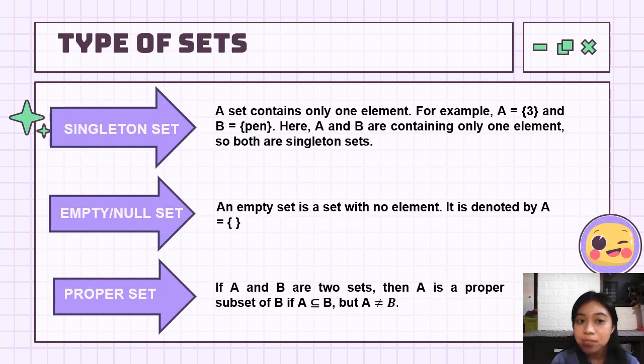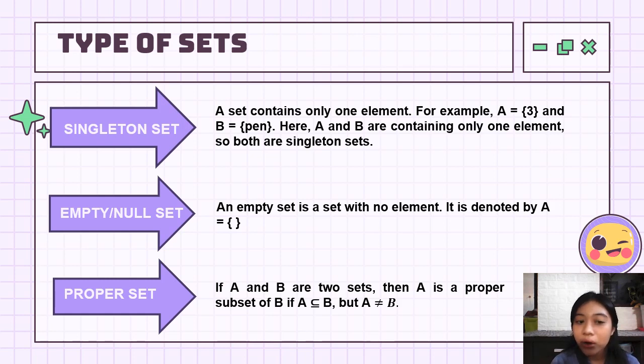Then types of sets. There are 8 types of sets. First, singleton set is a set containing only one element. For example, A equals {3} and B equals {friend}. Here, A and B are containing only one element, so both are singleton sets.